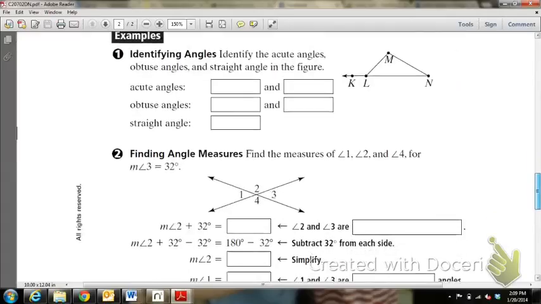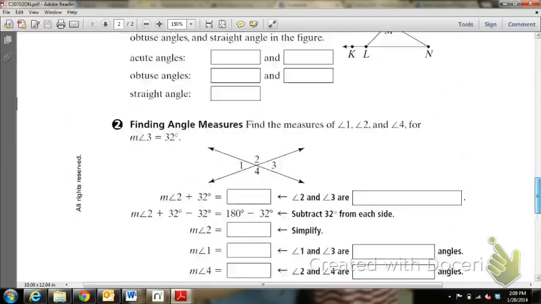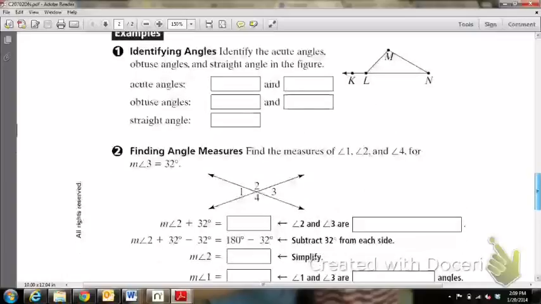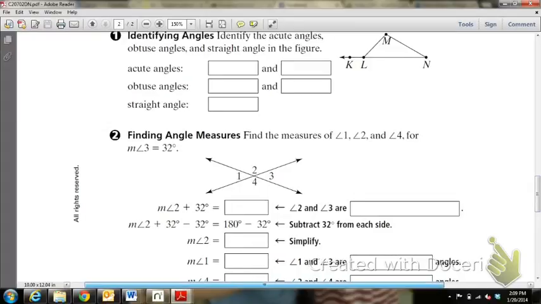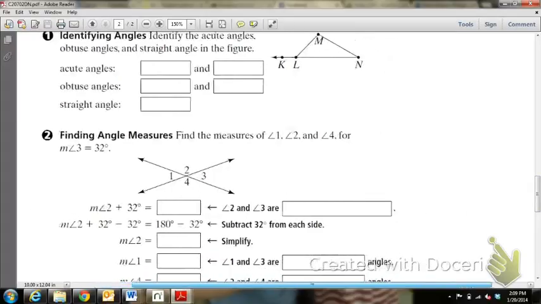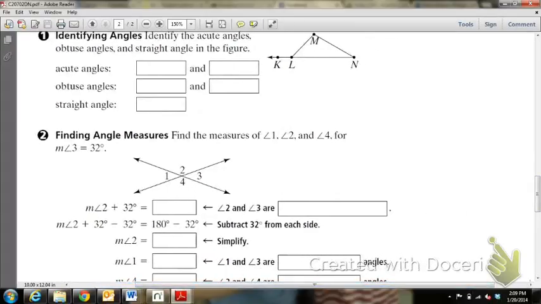Alright, now let's do some examples. How long is this? Okay, whew. These are some long sections here, huh? Alright, so here we go. We need to identify the acute angles, the obtuse angles, and the straight angles.